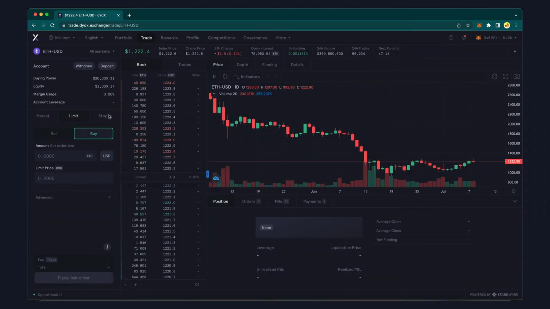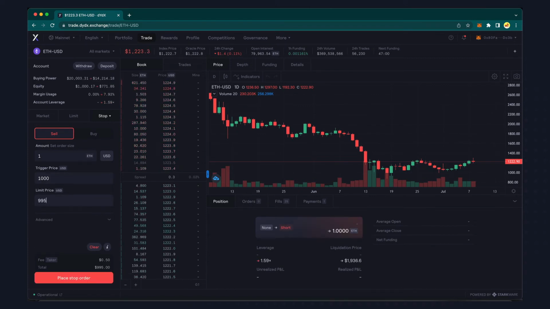To place a stop limit order, select Stop Limit under the Stop drop-down menu. Select Buy or Sell, and enter an amount. This is the total trade size. Enter the desired trigger price. Your order will trigger when the index price or the last trade price, whichever comes first, reaches this amount. Enter the desired limit price. This will be the limit price of the limit order that's placed once your stop order triggers.